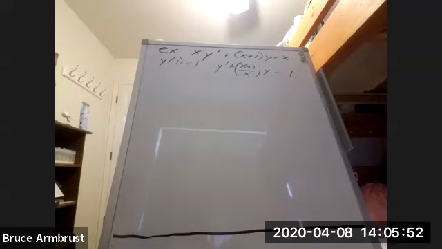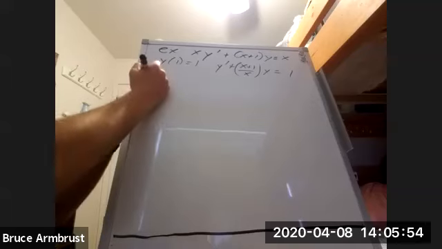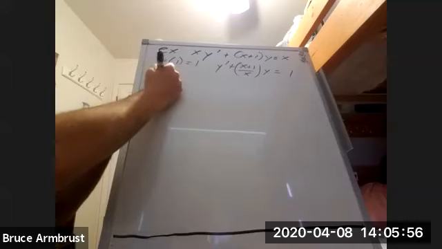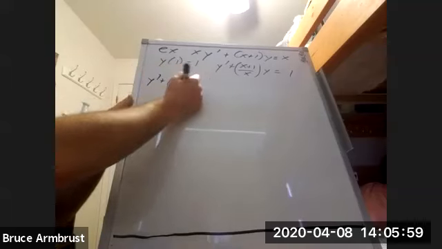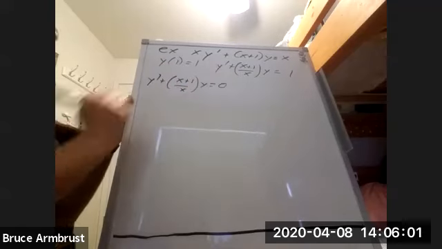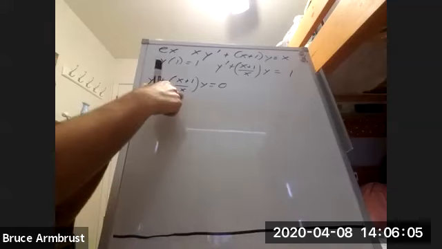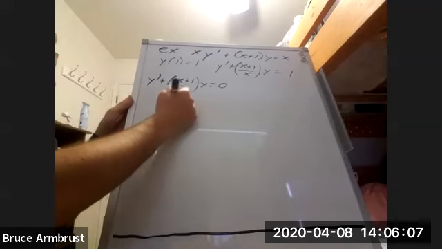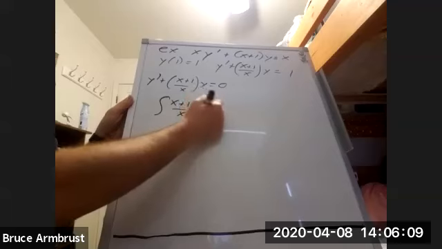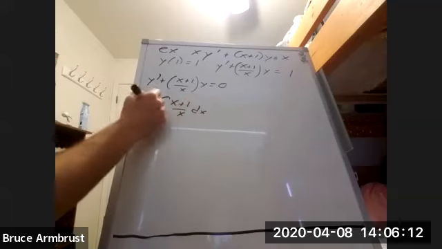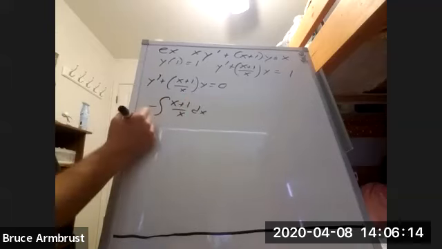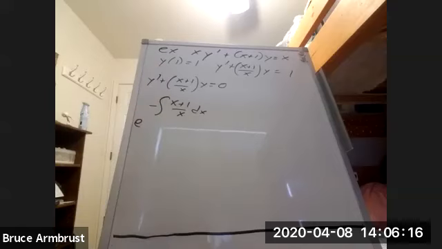All right, so let's go to the homogeneous. So we're going to take y prime plus x plus 1 over x times y equals 0. So remember what we do. We take p of x, we integrate it, then we make it negative, and then we take e to that power.